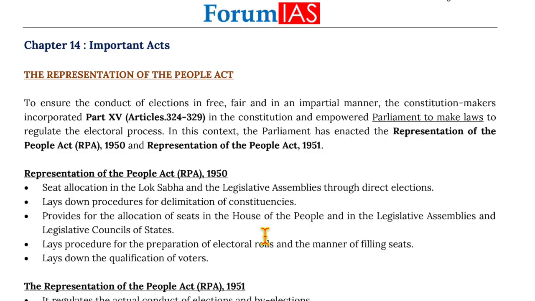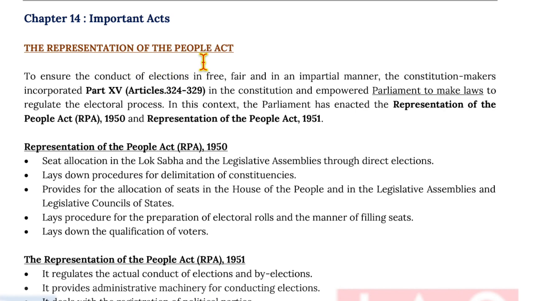Let's look at some of the important acts. The first one is the Representation of Peoples Act. To ensure conduct of elections in a free, fair, and impartial manner, the Constitution makers incorporated Part 15, Article 324 to 329 in the Constitution, and empowered Parliament to make laws to regulate the electoral process. In this context, the Parliament has enacted the Representation of Peoples Act 1950 and Representation of Peoples Act 1951.